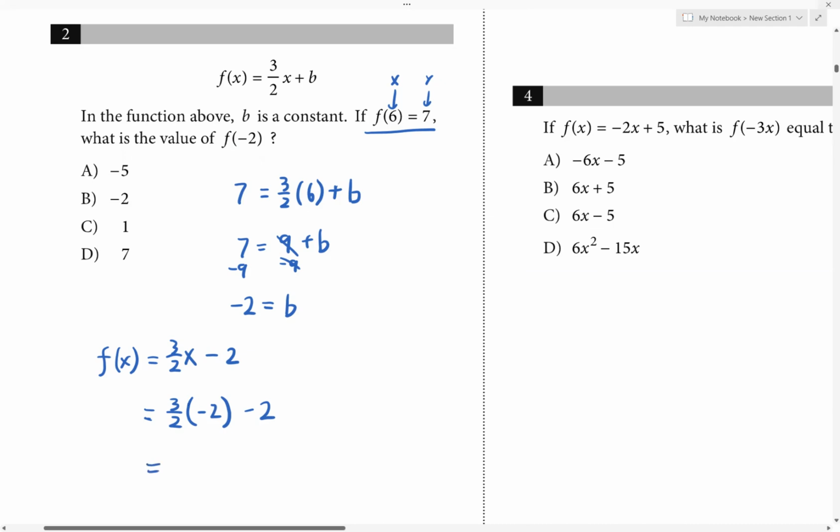So 3 over 2 times negative 2 is 3 over 2 times negative 2 over 1. So it should be negative 6 over 2, which is negative 3. So we have negative 3 minus 2, and that should give us negative 5. So this is negative 5, and that should be our final answer, which is letter A for this question.